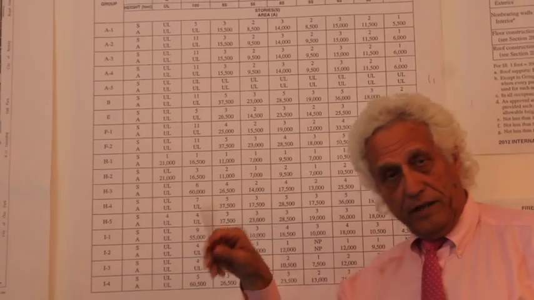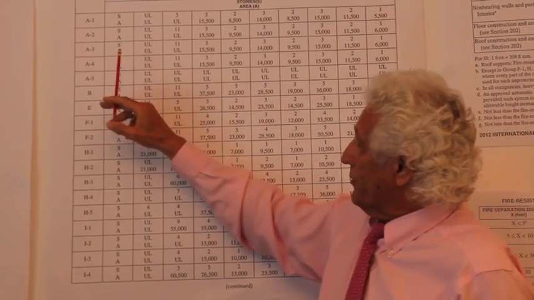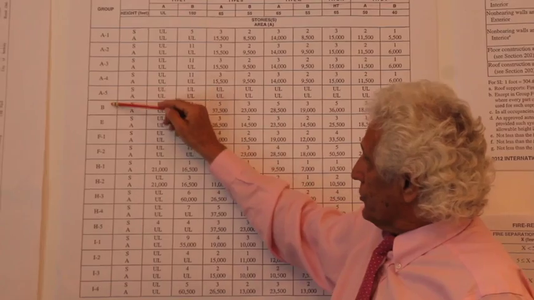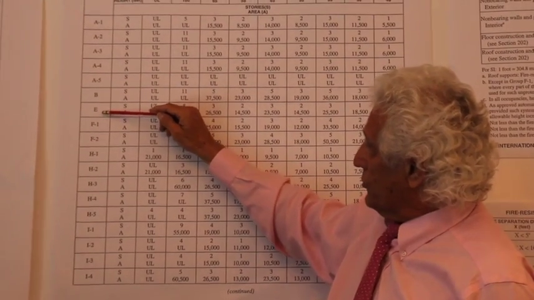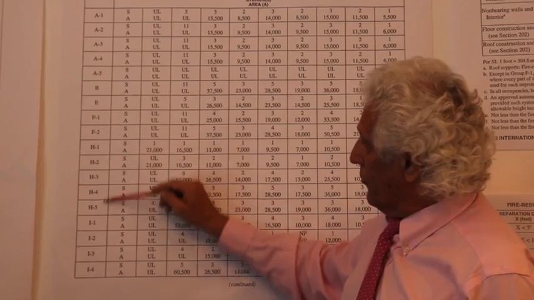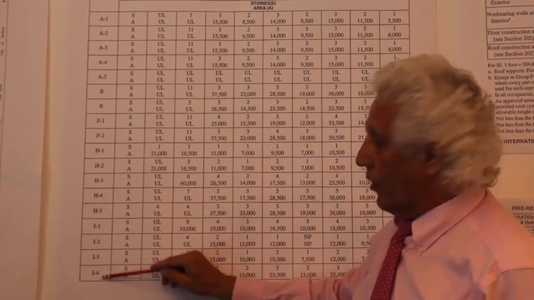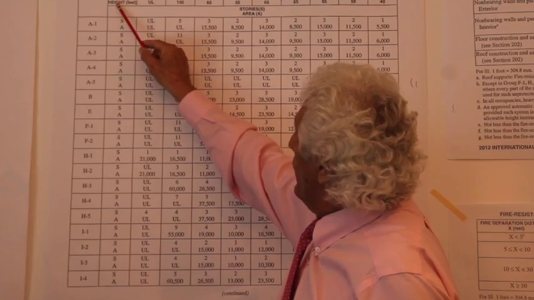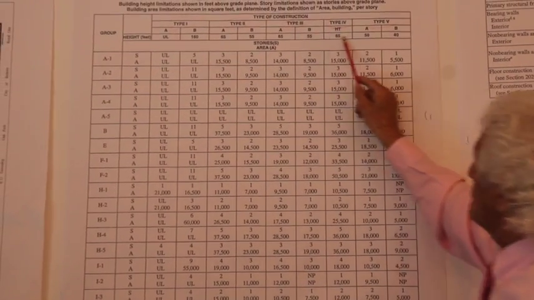And what you do here is you go down the group, or the use of the building. This is actually on 2 pages in the code. I just copied the front page. And here's your 5 different assembly uses. Here's a business use, education use, factory uses, 1 and 2. High hazardous uses, 1 through 5. Institutional, 1 through 4.